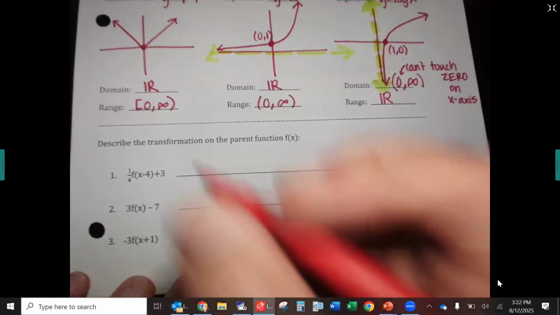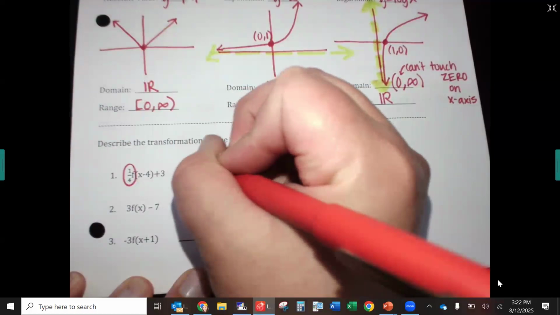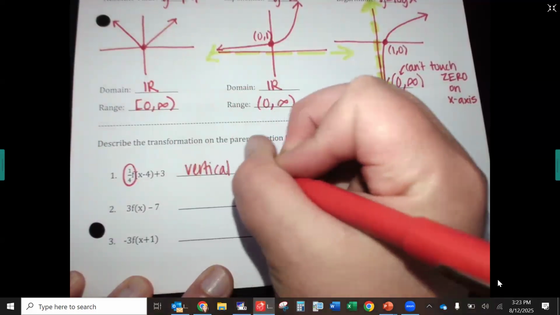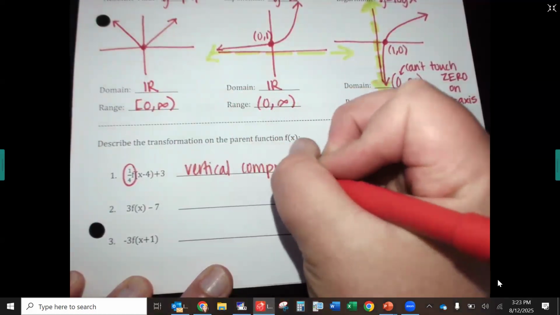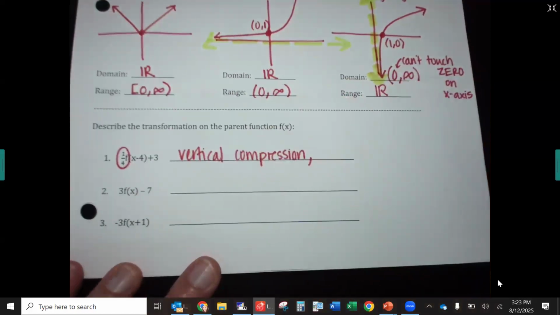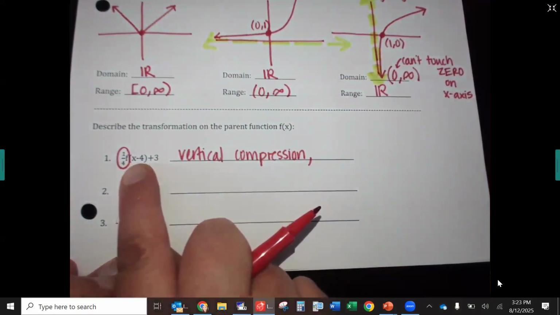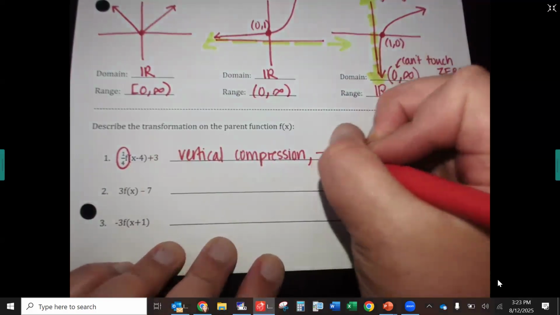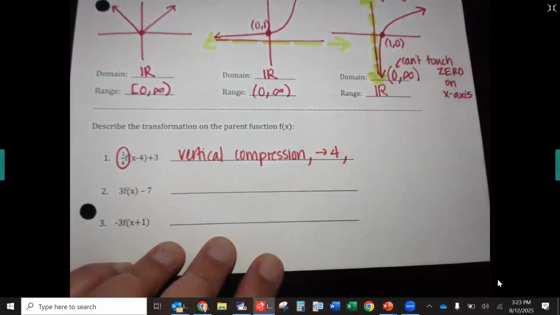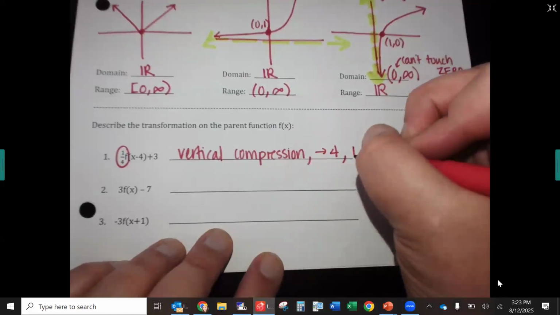All right, I'm just going to do 1 and 3 because it looks like most of y'all remembered this. 1/4 is going to be a vertical compression. And the cutoff for a vertical compression is it has to be a number in the front smaller than 1. Anything bigger than 1 would be a stretch. Which way does the -4 in parentheses shift the graph? To the right 4, I'm going to just use an arrow. And then the +3 would be up. Very good.